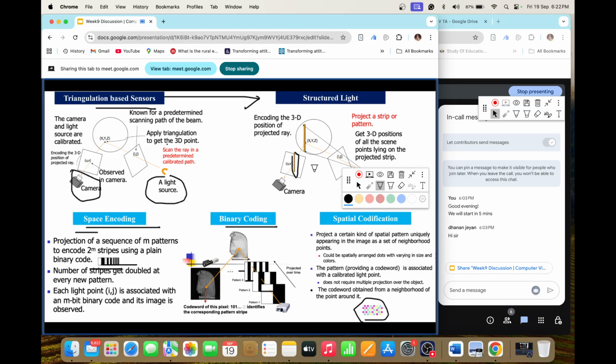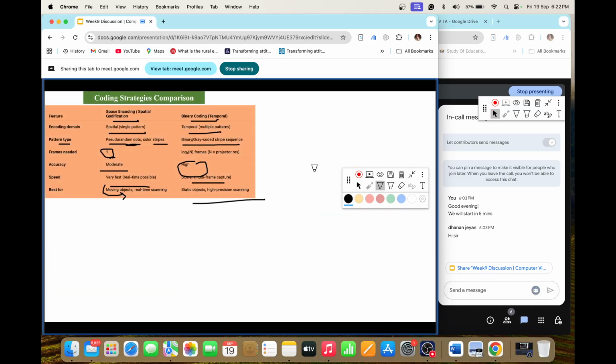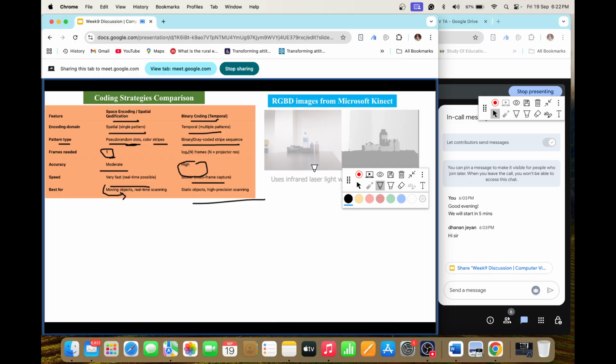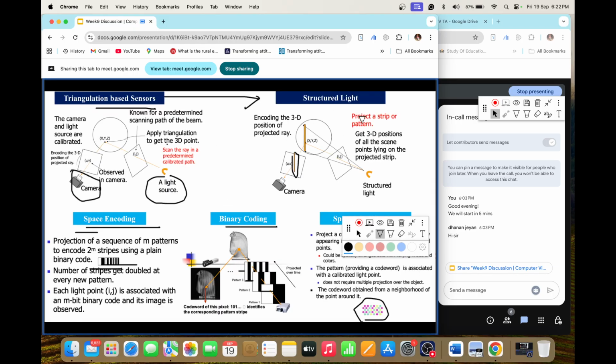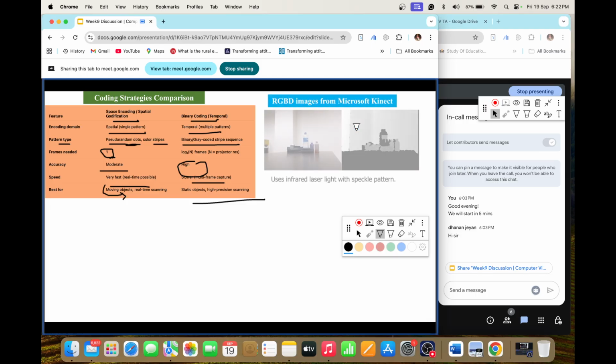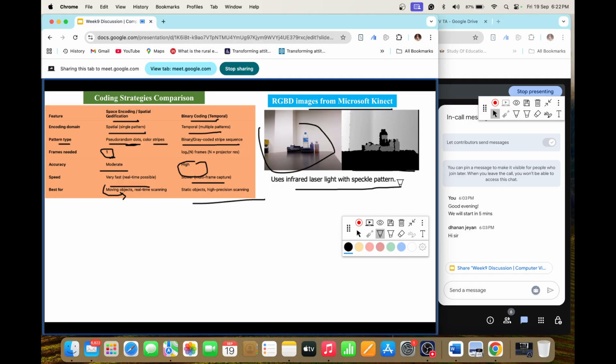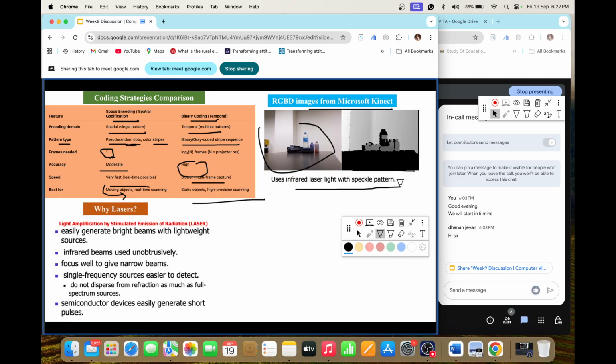Okay, structured light. So this is the thing regarding coding strategies. Now, RGB images from Microsoft Kinect. It is a type of structured light, okay, one camera based on structured light. So RGB images from Microsoft Kinect: this is the actual scene, and this is the range image data you can see. It uses an infrared laser light with a speckle pattern. Okay, so this is the thing. Now why are we using laser, that should be the question. All these are theory parts, but still it's better to know.